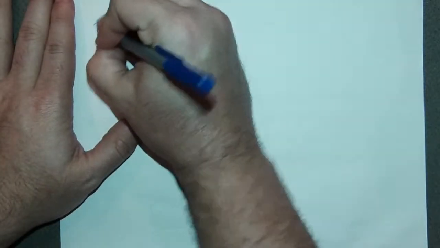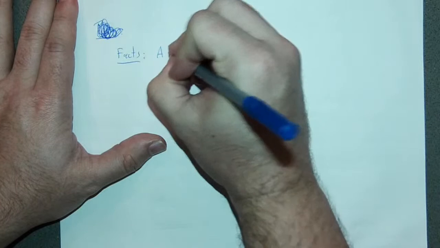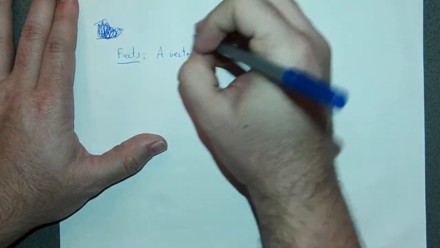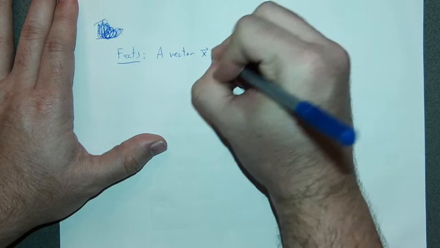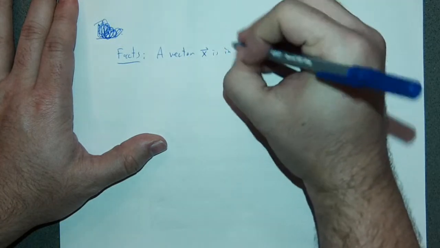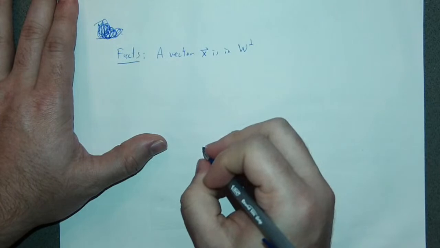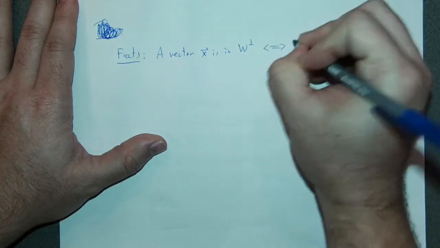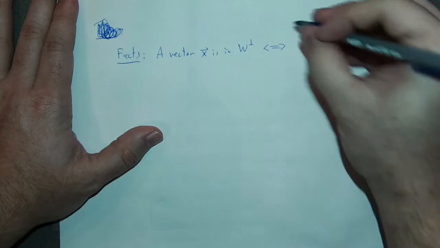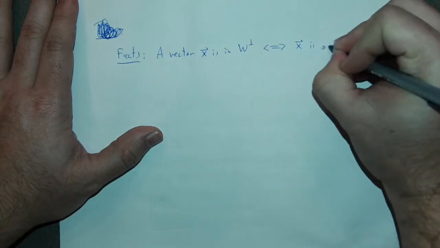So here's the following theorem that lets you know that orthogonal complements is something nice. Maybe before I write this theorem, I'm going to tidy up first and say some facts. So facts, and then I'll state the theorem. So one, a vector x is in W perp if and only if x is orthogonal to every vector in W.